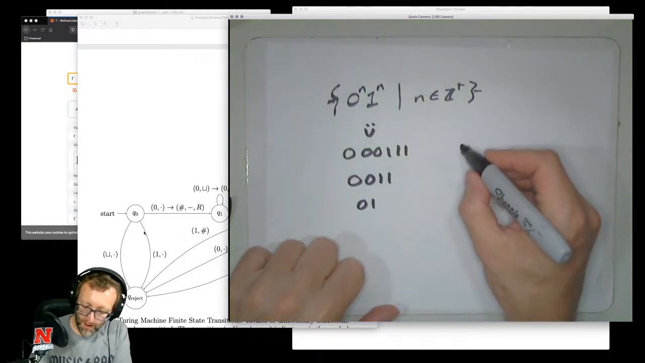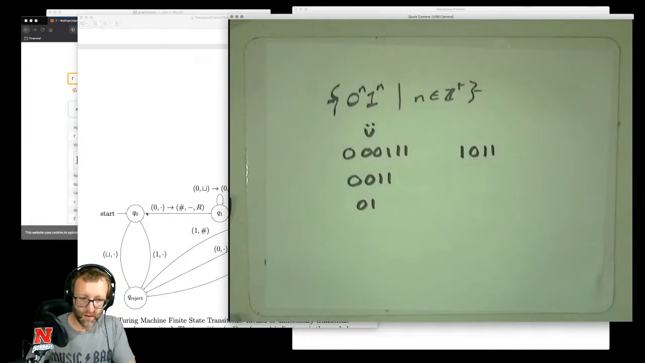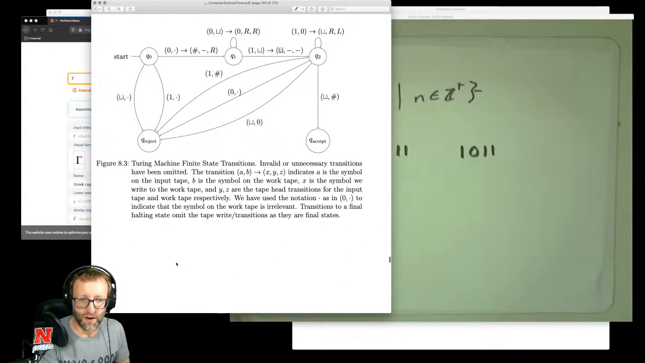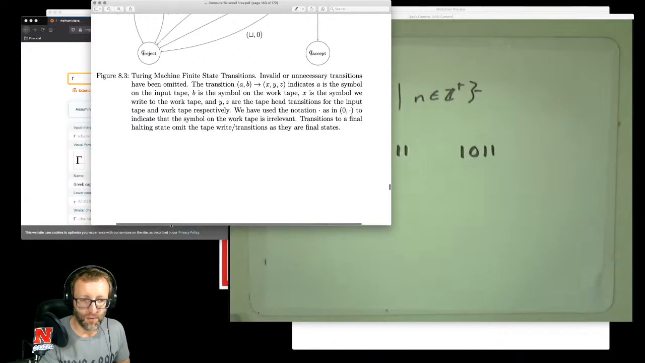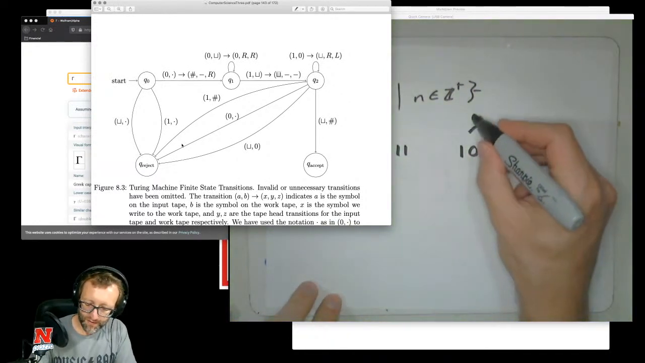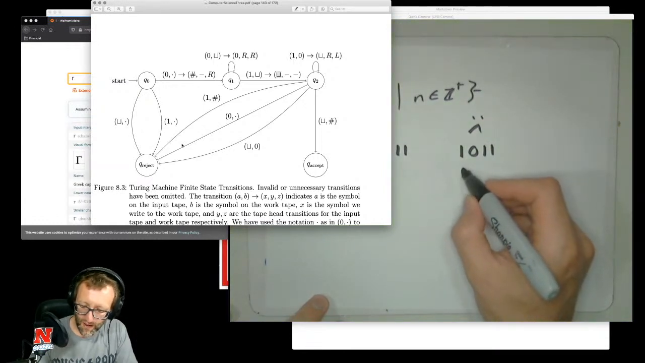But what if it started on 1, 0, 1, 1, right? Well, if we start out in a state over here and we see a 1, we jump immediately to this sunken reject state down here, right? And so we would end up rejecting it. All right, so no, we don't accept that one. Nothing that begins with a 1. It has to begin with a 0.